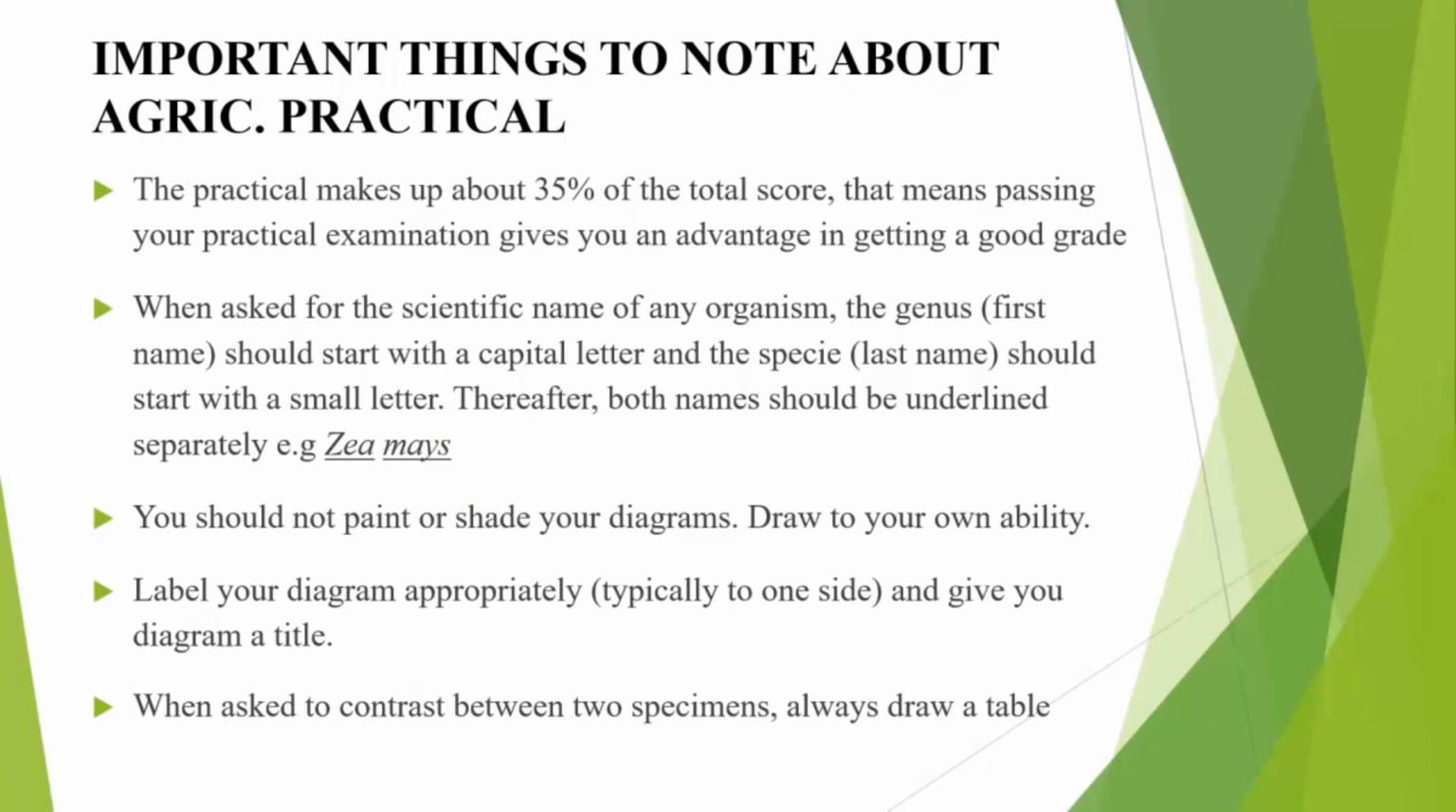Thirdly, ensure that you do not paint or shade your diagrams. In agricultural science, just like biology, we are expected to draw. It is not fine art, so just draw to your own ability, but ensure that you do not paint your diagrams or shade your diagrams. Fourthly, ensure that you label your work appropriately. Though this is agricultural science and you will not really be told to draw much, unlike in biology, when you are told to draw, ensure you draw properly, don't shade or paint, and also label your work appropriately.